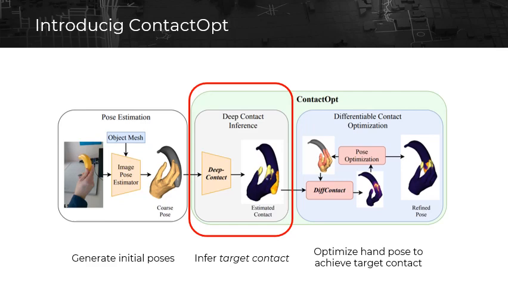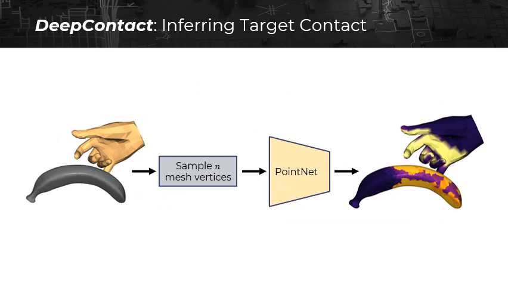Let's dive into how this works, starting with the contact inference network. The goal of this is to estimate areas of likely contact if the hand and object were aligned. We use a PointNet-based architecture to estimate a target contact value for each vertex on the hand and object. Since the network uses geometry rather than images as input, we find that it transfers well between domains.